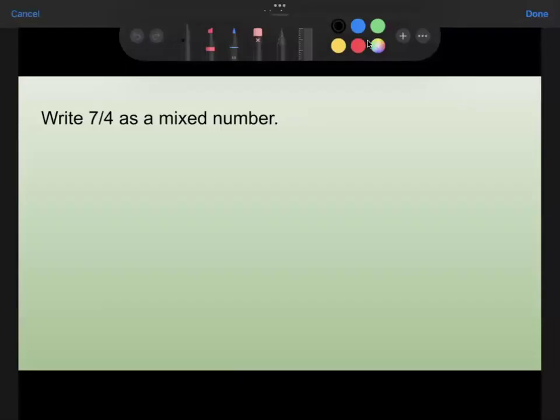Okay, here's our next example. We're going to rewrite 7 over 4 as a mixed number. So I'm going to rewrite 7 over 4 here. And you remember from the last one, we used division. What we do is we take the top number, the numerator, and put it inside the division bracket. And then we divide it by the bottom number, or the denominator. So this is 7 divided by 4.